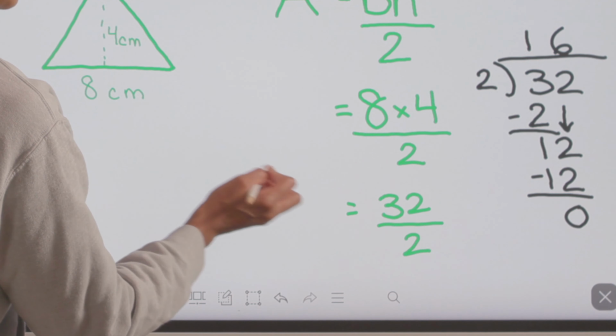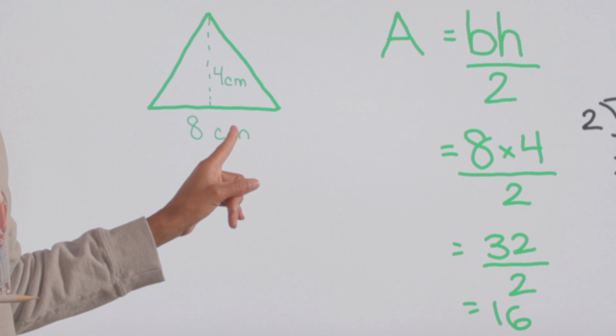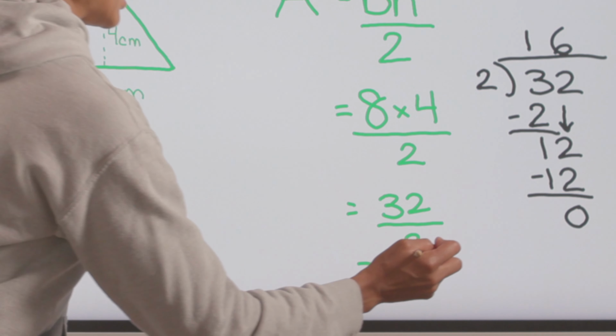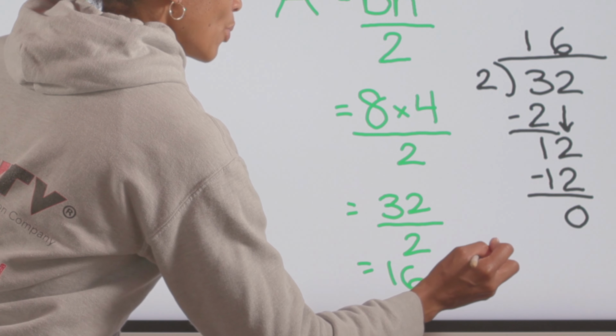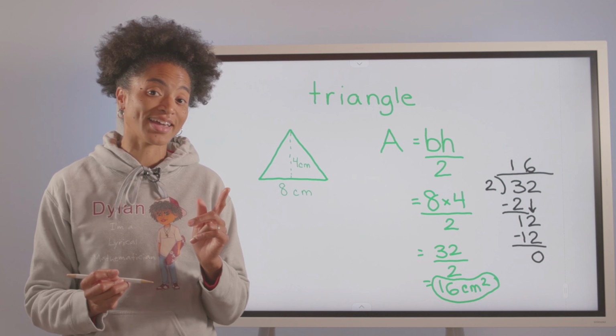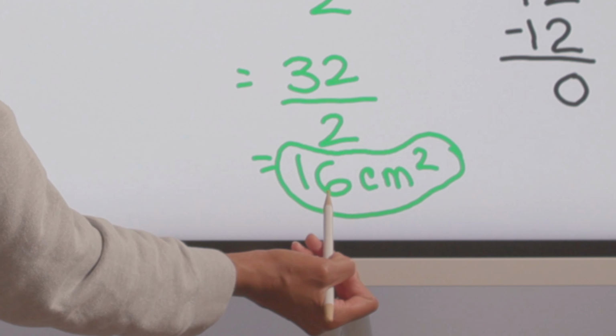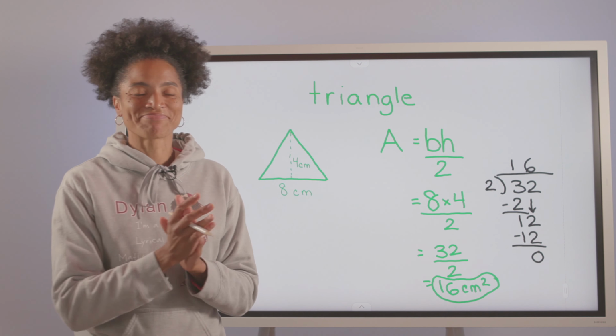This tells us that 32 divided by 2 is equal to 16. We want to put cm after it. That stands for centimeters. And we're going to square it. So when we read this final answer, we read it as 16. How would you say it? Did you say squared centimeters?